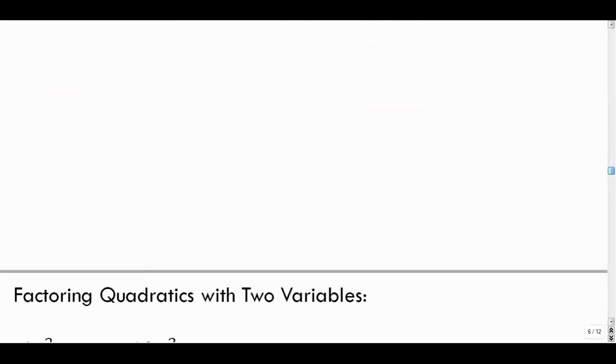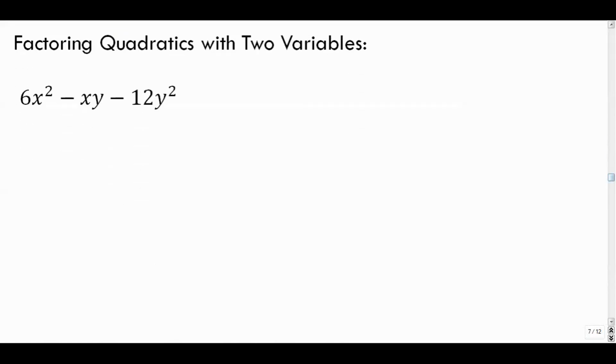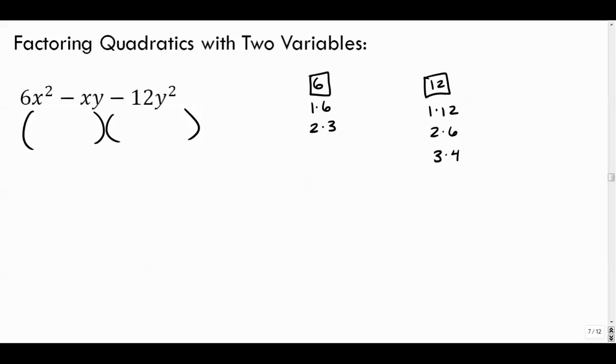Moving on. Factoring quadratics that have two variables. So in this case, again, we're looking for the binomial factors, the two binomials that will multiply together to get this quadratic. And we have a number in the front that is composite, so we have options, and we have a number in the back that has options as well. So that leaves a bunch of different combinations that we have to consider.